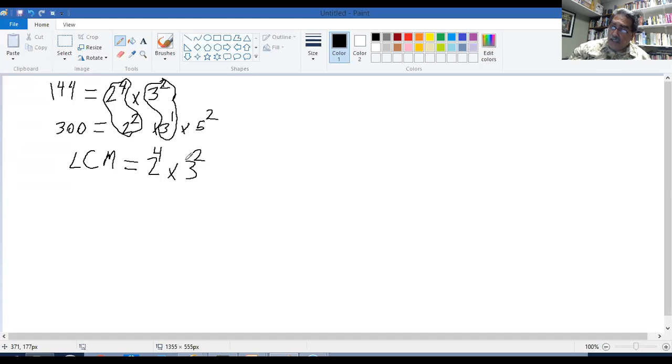Actually, as I said, you select every prime factor. So it's 2, 3, and also 5. So 5 is only the power of 1. It's the least common multiple. So you select all the factors. So this would be your answer. Okay.